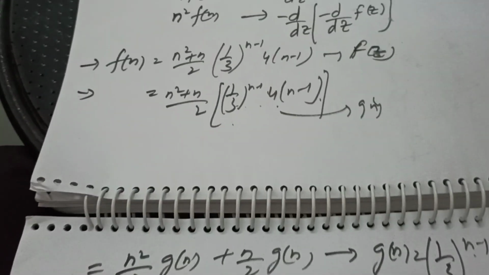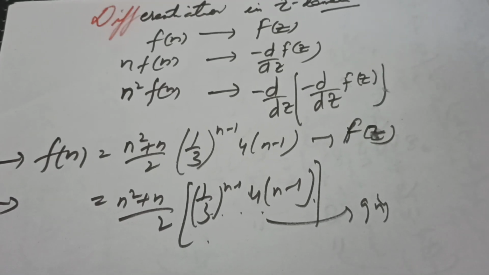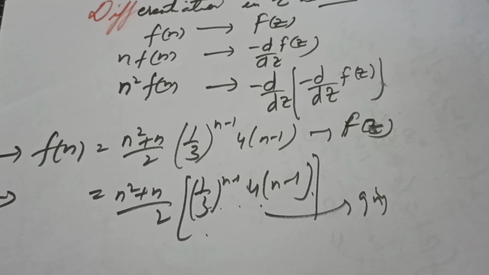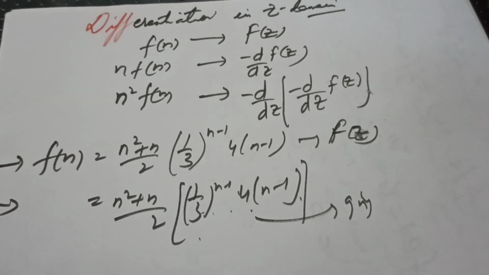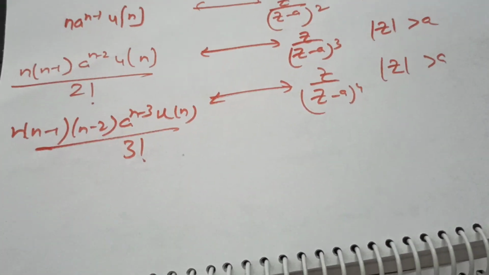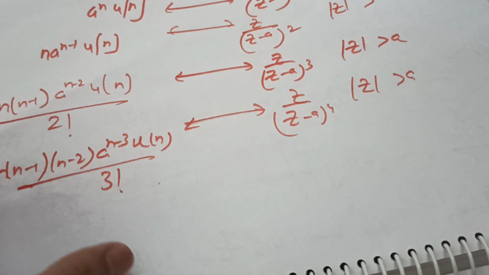Some properties which are left to be explained. One is differentiation in z domain. Okay, be very particular that if you are multiplying it by n, then you are bound to get minus d by dz. Okay, this I think was discussed. If it is n plus 1, simply multiply z to the power 1. Okay, if it is minus n, simply multiply by z to the power minus 1.